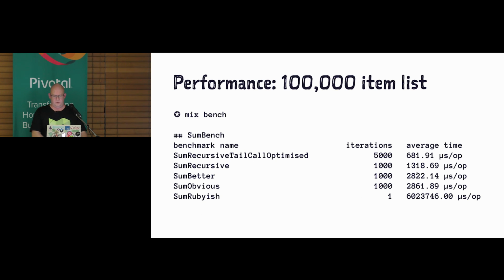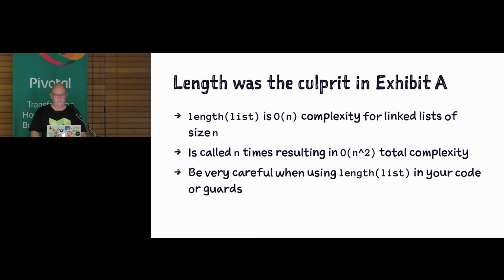And I think these were the reduced ones, the better and the obvious. They were pretty similar. But I was kind of surprised at how much faster just a hand-rolled tail call optimized version was. It was kind of an interesting exercise.